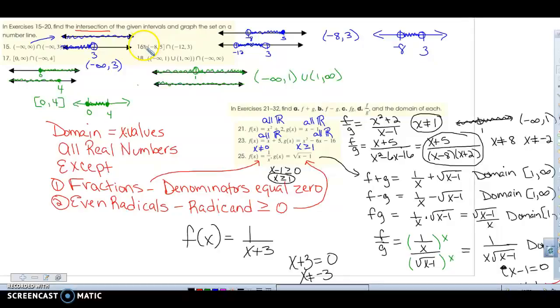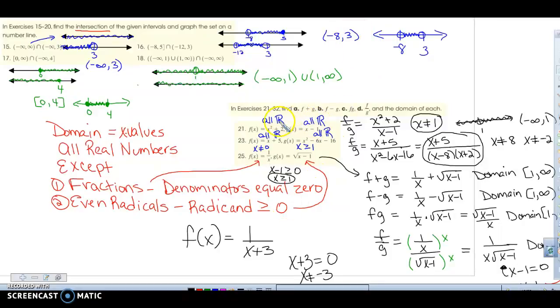Take a look at number 16. We have from negative 8 to 5. Notice the open dot and closed dot correspond with the parenthesis and bracket here. Then we have from negative 12 to 3. Where would these two overlap? From negative 8 to 3. And so we have that for the final graph here. Notice the open dots because the negative 8 and 3 are not included in both graphs. And there's the interval notation.